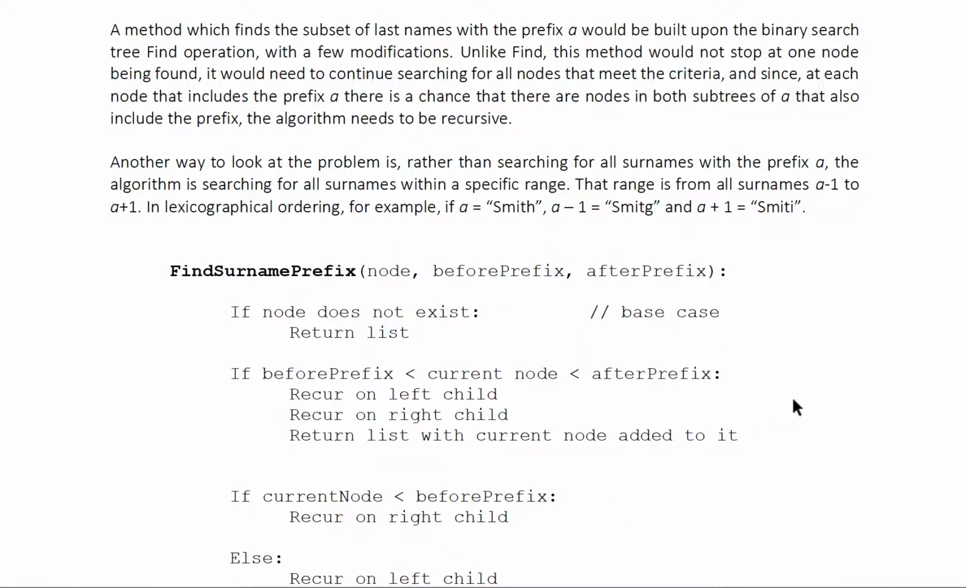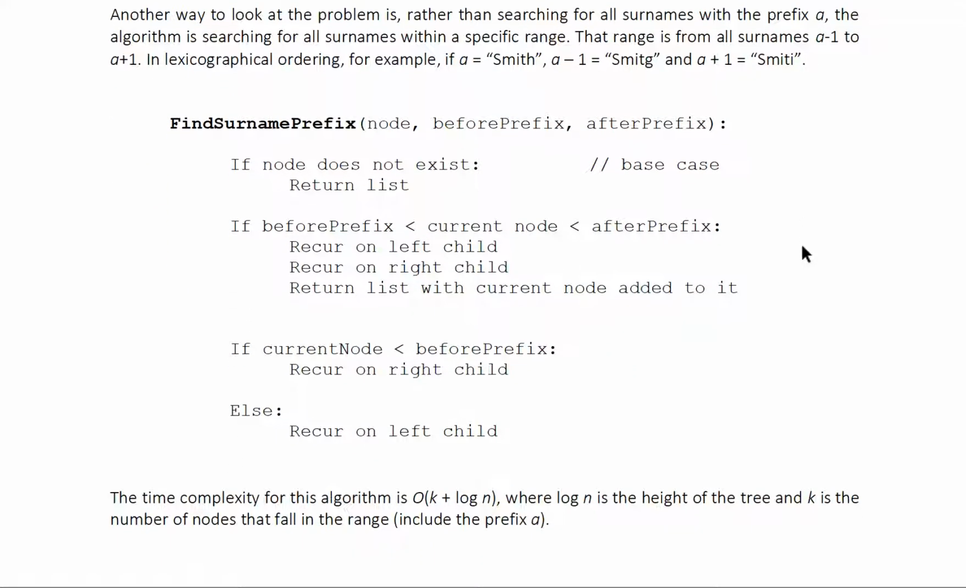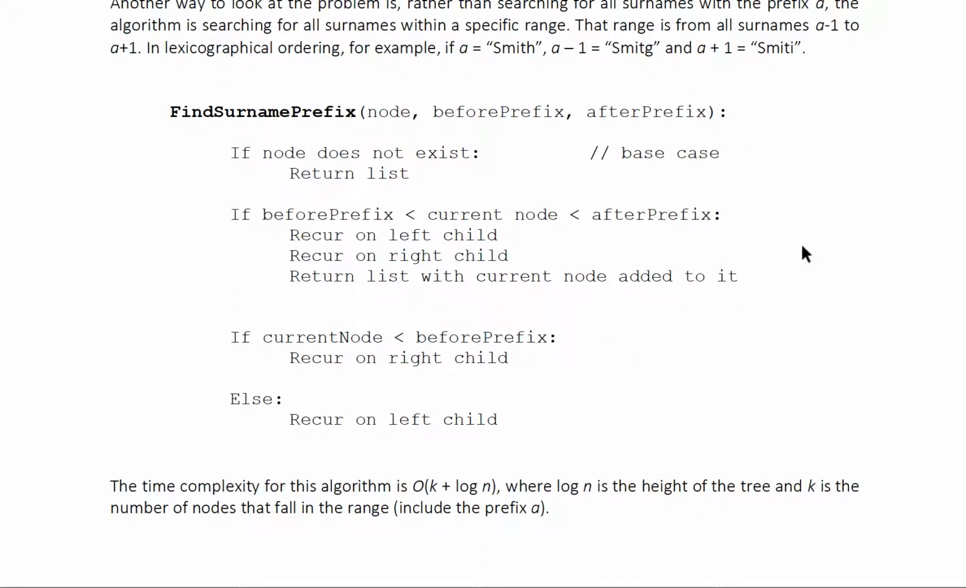So the easiest way to think about this problem is that all surnames that meet the criteria of having the specified prefix are contained within the range from the surname immediately before the prefix and immediately after the prefix. The example I've given is for the surname with the prefix Smith, and the two bounds of the range are found by substituting the last letter for the letter prior, the G, and the letter following, which is I. And using these two prefixes as bounds, we can recursively search through the tree for all nodes between these bounds, with any node that falls into the range being added to the list of nodes to be returned.